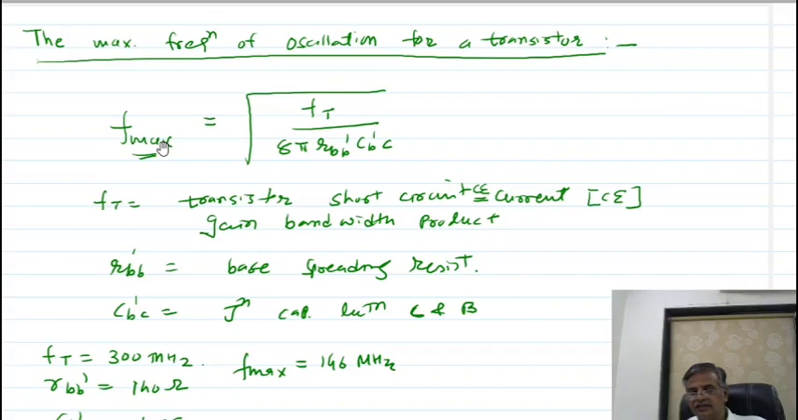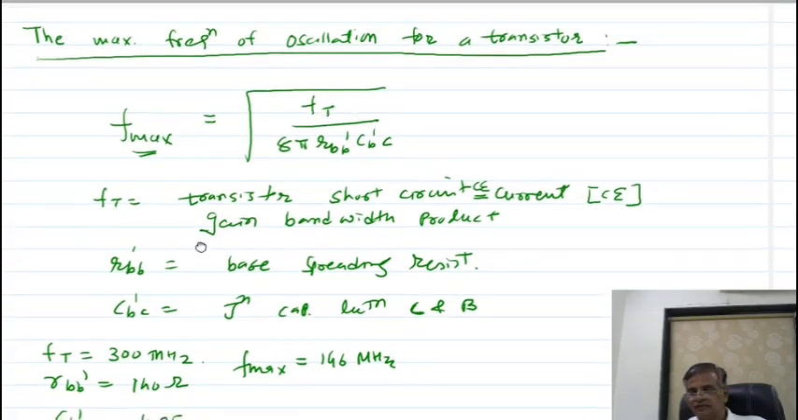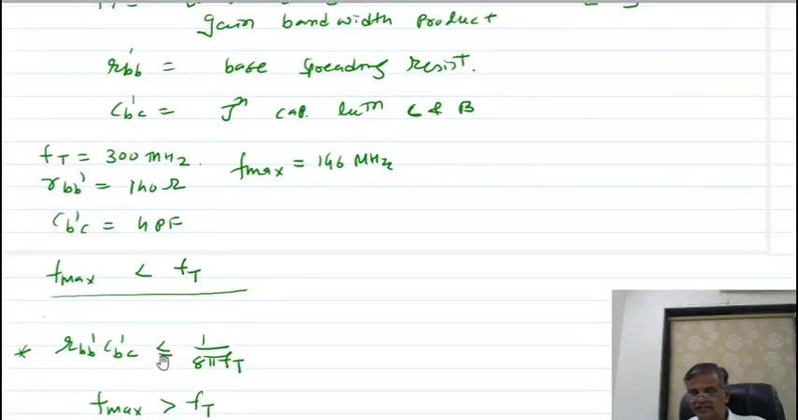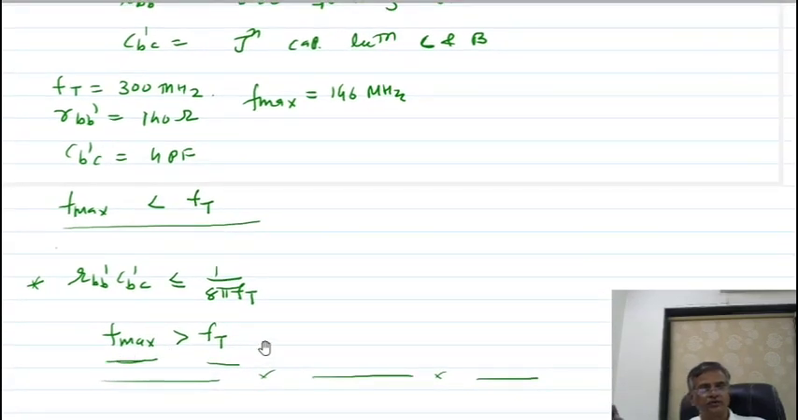It means F maximum is always less than Ft, but if R_bb' C_b'c is less than or equal to 1 upon 8 pi Ft, then we can also get F maximum greater than Ft.